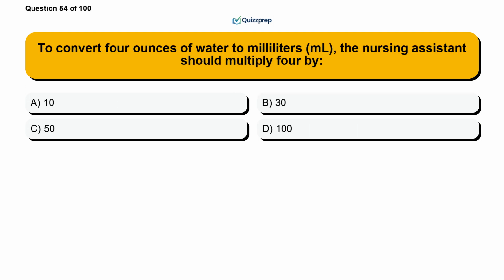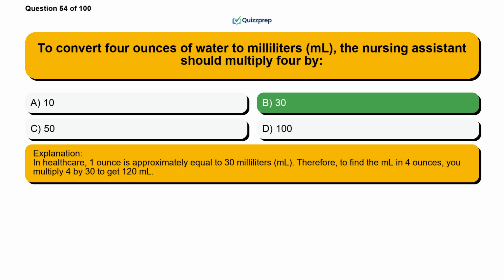Question 54. To convert 4 ounces of water to milliliters, ml, the nursing assistant should multiply 4 by option A. 10, option B. 30, option C. 50, option D. 100. The correct answer is option B. 30. In healthcare, 1 ounce is approximately equal to 30 milliliters, ml. Therefore, to find the ml in 4 ounces, you multiply 4 by 30 to get 120 ml.